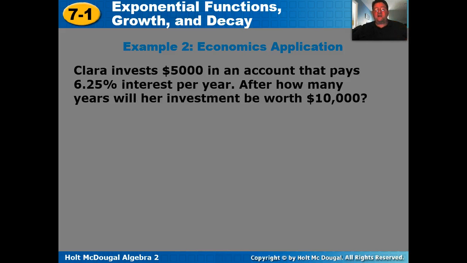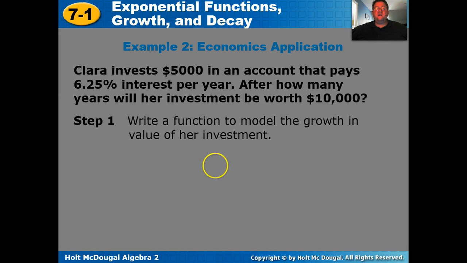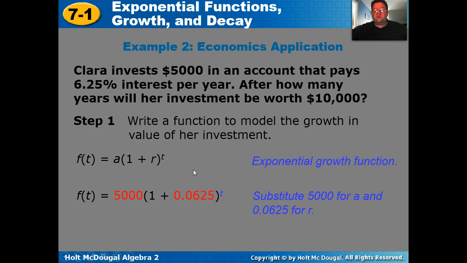Right here it says Clara invests $5,000 in an account that pays 6.25% interest per year. After how many years will her investment be worth $10,000? Well, first let's work on making a formula. Alright, we'll write out the generic formula. F of t equals a times 1 plus r, since it's growth, to the t power. We plug in the numbers they give us, and we simplify. So here is our formula.